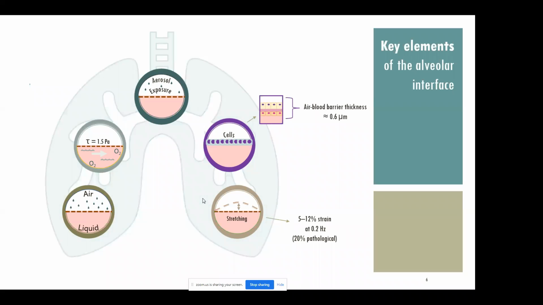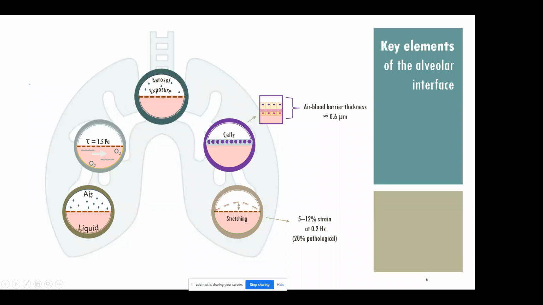The strain level, so the amount of stretch, is about 5 to 12%, but it can get to around 20% if we do forced breathing. If we have some kind of lung disease and we can't get enough oxygen in, the stretching levels are much higher. We have aerosol exposure, because that's how particulate matter enters into the lung. It enters into the lung and it becomes an aerosol because it mixes in with the very humid environment of our alveoli.